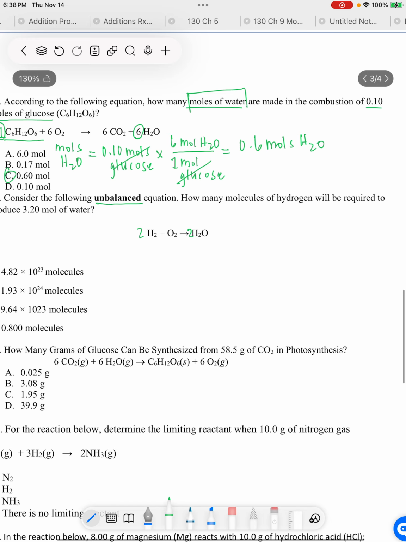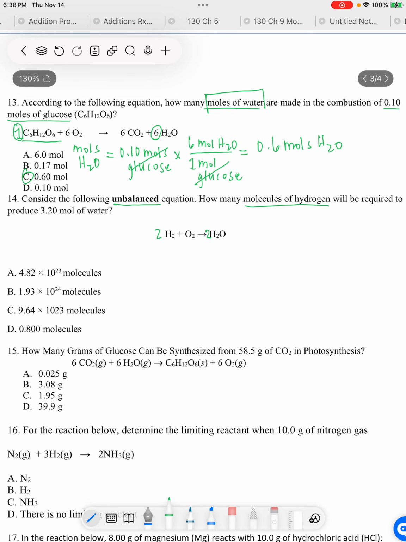Okay. How many molecules of hydrogen will be required to produce 3.20 moles of water? So remember what I told you about when you see molecules or atoms, I want you to automatically think of Avogadro's number. So whatever it's going to be, we know we're doing something with Avogadro's number. So we're looking for what? We're looking for molecules of hydrogen. And it gives us information right here, so we know we want to put that here, 3.20 moles of water.